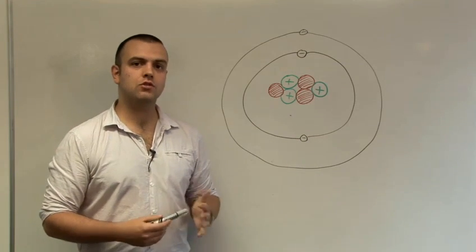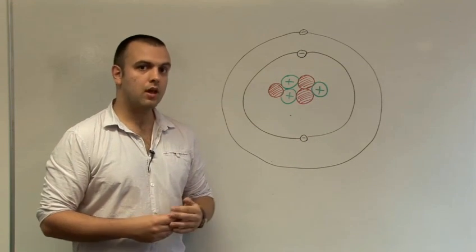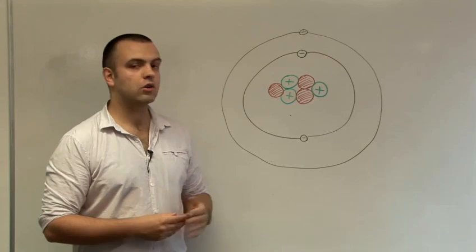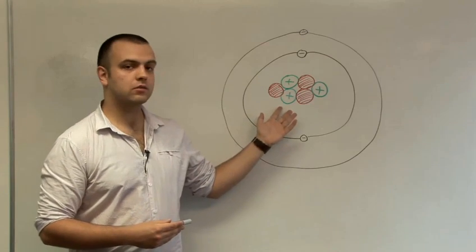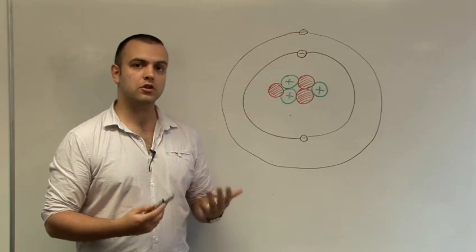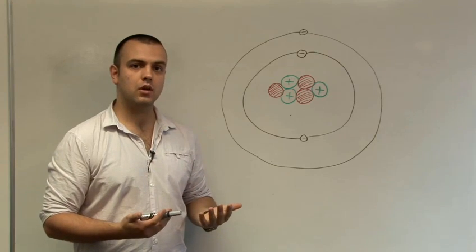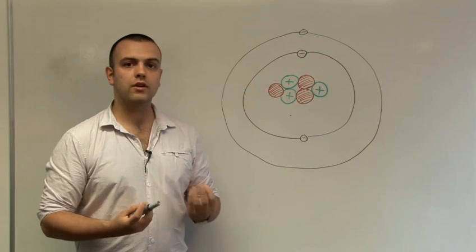As the name suggests, neutrons have no charge, they're neutral. But they have a similar mass to protons and also exist in the nucleus. The nucleus is responsible for virtually all of the mass of an atom. It's also very small and very dense.